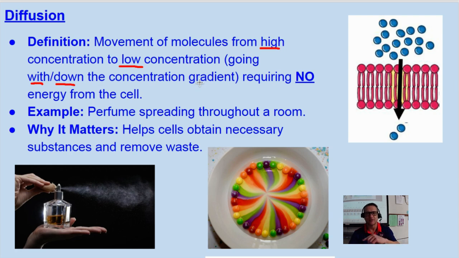So another way of saying going from high to low is going with or down the concentration gradient. And like it says, it requires no energy from the cell. So you can see it over here in this picture. We got a high concentration of these blue dots because look, there's like, I don't know, 15 of them. You got a low concentration down here. There's only two. So these guys are going to move from high concentration to low concentration.